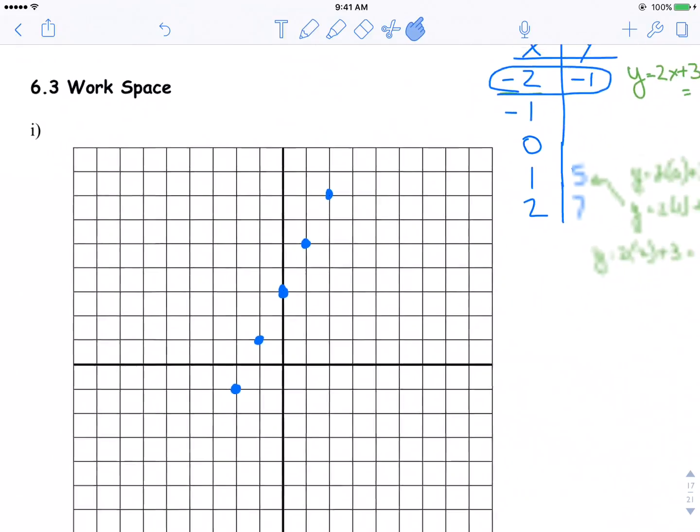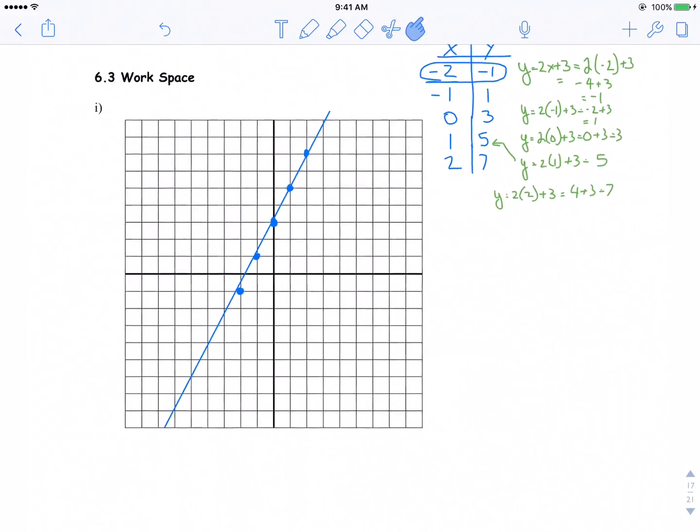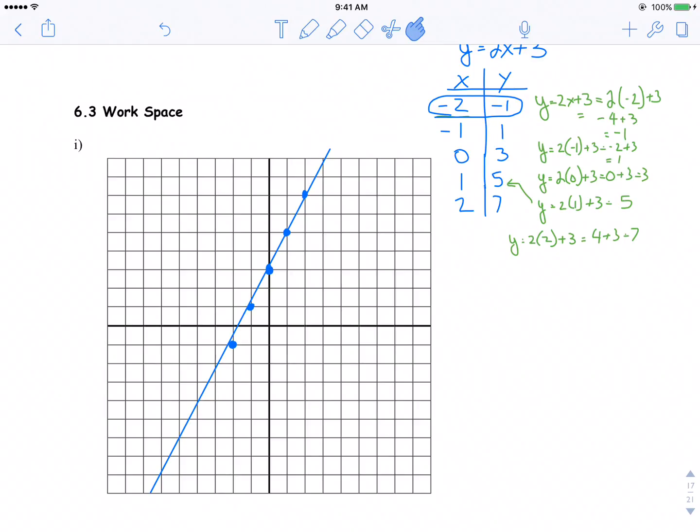There is my line, or there's my relationship for that equation. Now, as best you can, you draw a line. Yours would be a little bit more accurate than mine. That was a first stab at it. I might fix that before I represent any of this information. So there is y is equal to 2x plus 3 done for you for the work for this investigation.